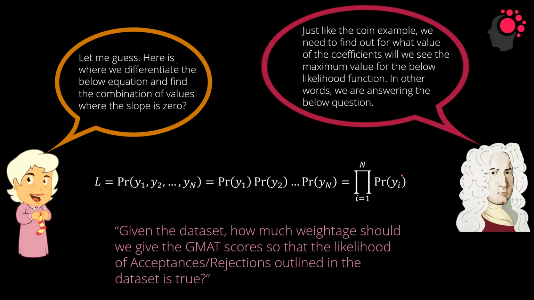And what do we do when we have an equation in machine learning algorithms? We are going to differentiate it. And here's where we're going to differentiate the Bernoulli equation and find the combination of values when the slope is 0, which is similar to what we have done with linear regression. That's what Agatha is asking, as she has done it in episode 1.